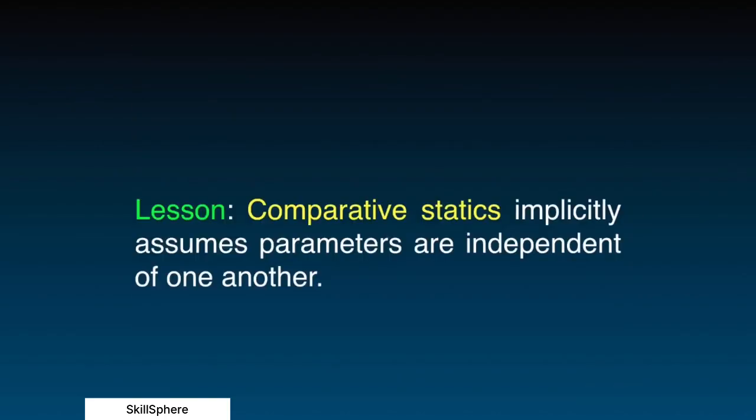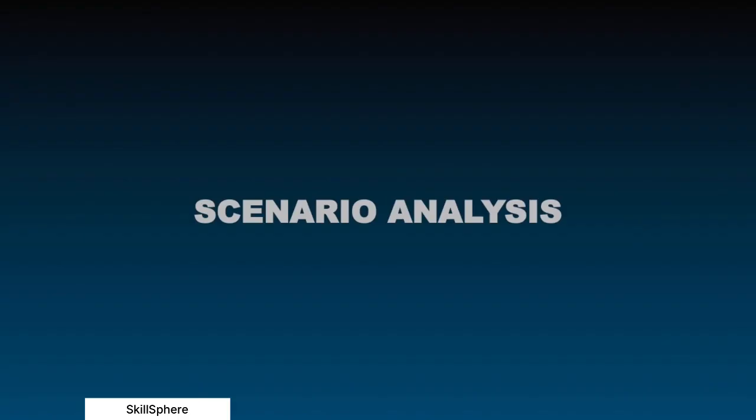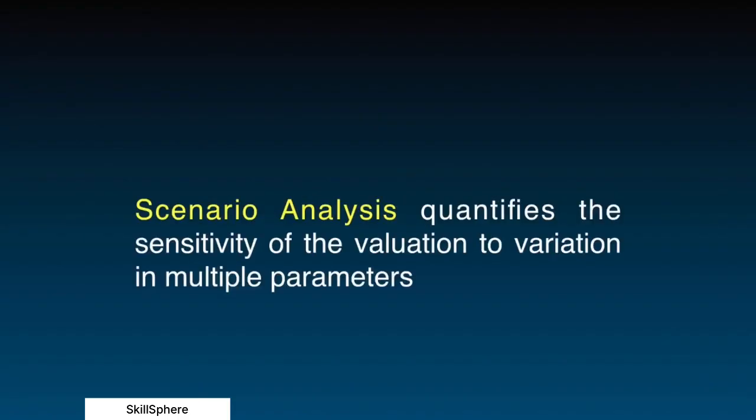But again, like our previous analyses, break-even and our comparative statics, comparative statics implicitly assume parameters are independent of one another. We're varying one parameter at a time, and sometimes that just doesn't make sense. So that's going to lead us to scenario analysis. What scenario analysis is going to do is quantify the sensitivity of the valuation to variation along multiple dimensions. We can vary multiple parameters.